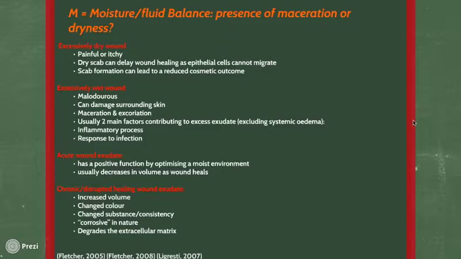When a wound is wet with exudate, it is important to note whether this exudate is healthy or not. In an acute wound, the exudate has a positive function. However, in a chronic wound, the exudate changes in volume, odour, colour, consistency, and can in fact become corrosive in nature and result in damaging the surrounding skin.